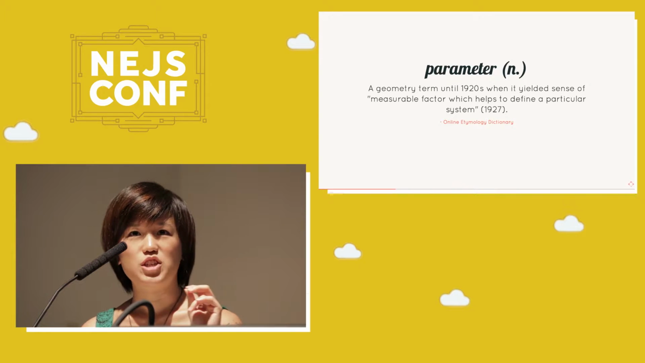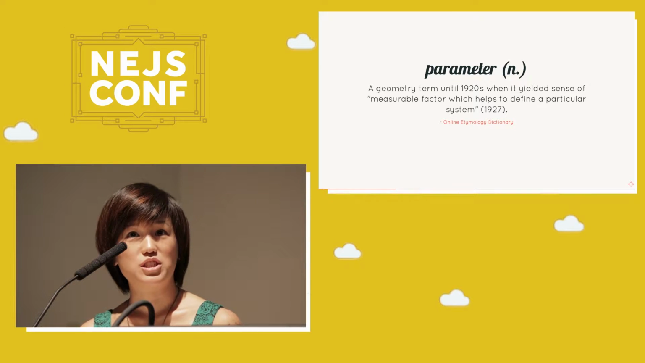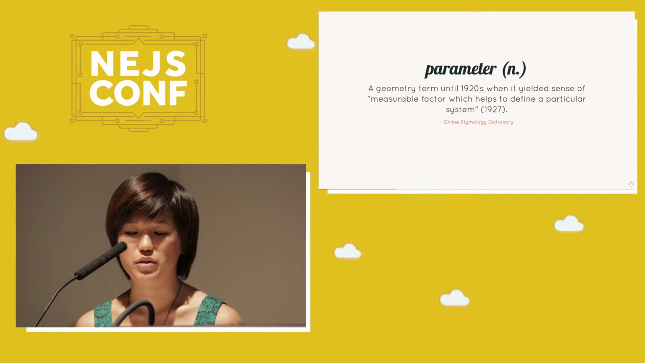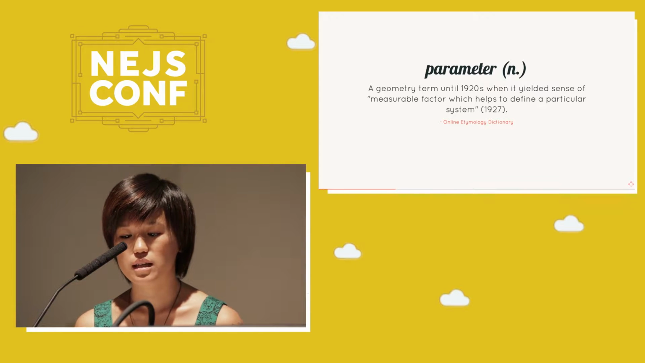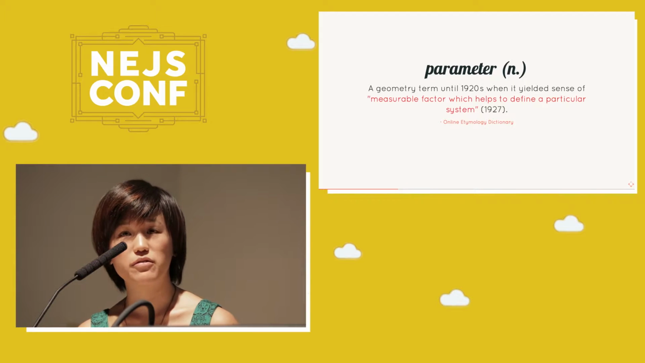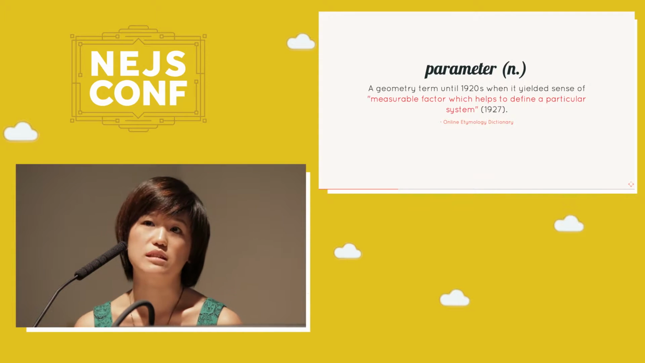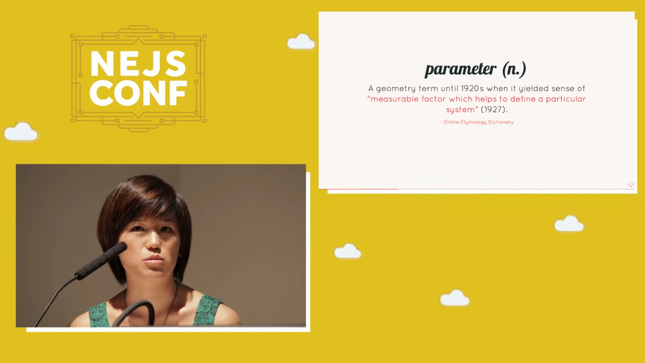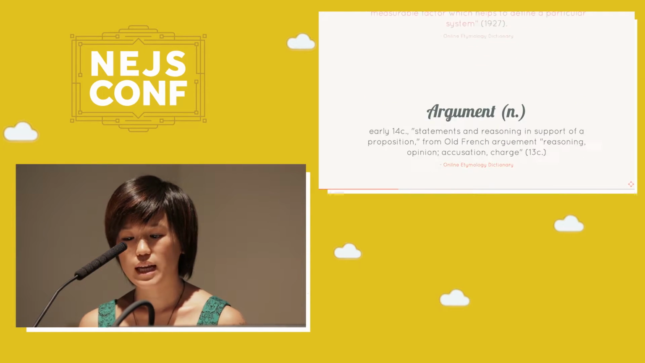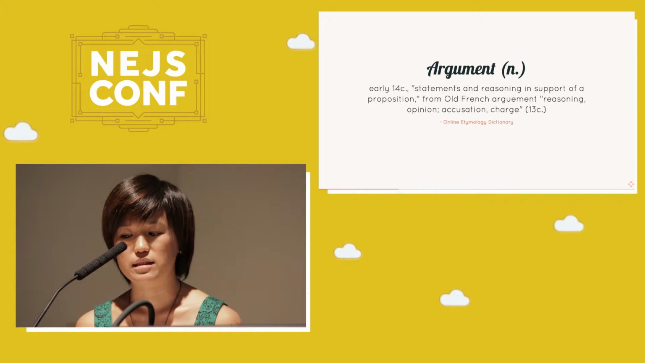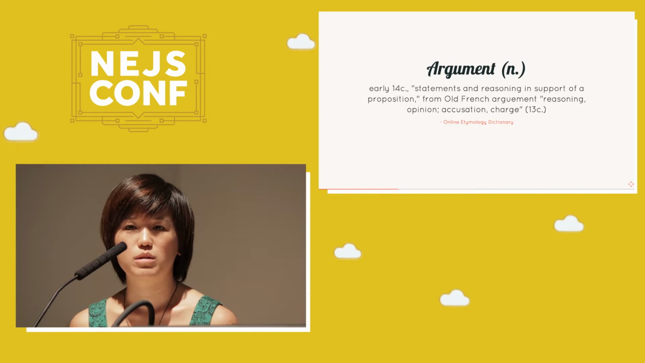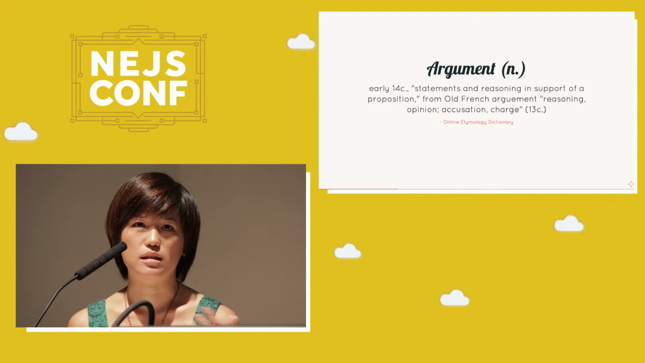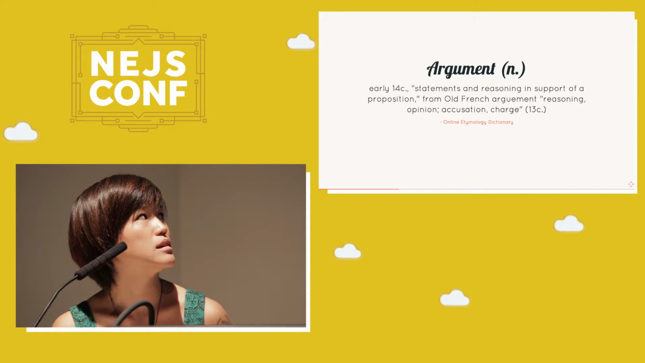So I decided to check an online etymology dictionary to see where the word parameter comes from. Etymology is essentially the history of words. So we see here that a parameter is a measurable factor which helps to define a particular system. And I was like, oh, that kind of makes sense for computer science or web development. But then I go to argument, and all I can find is information about arguing, which doesn't really relate to computer science and web development, I guess, unless you're talking about Vim versus Emacs.